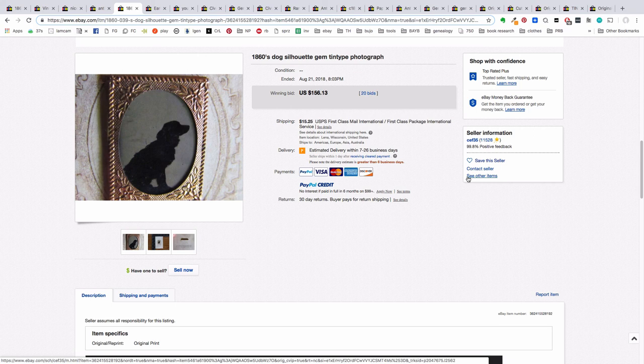there was a really spectacular gem tintype of kittens on eBay sold listings earlier this week, and unfortunately it's not up anymore because it sold for, I think it was over $200, and it was just this teeny little photo of some cute kittens. So definitely look out for animals, always popular in pretty much any category because they're awesome. So dogs and cats and any other animals.